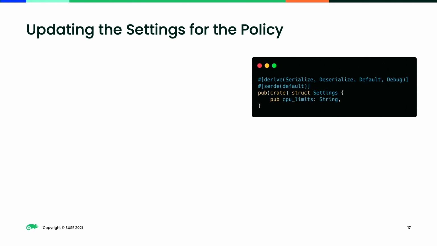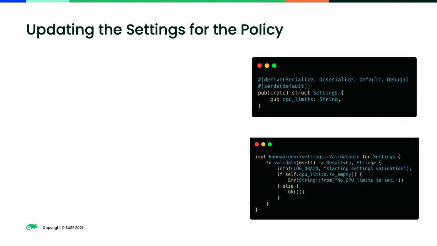So first, we want to update the settings, and we're going to put a string value out there for CPU limit, right? We want a user to be saying, I want to give you whatever CPU allocation your pod can use upon create. So we added that to our struct that's called Settings, right?